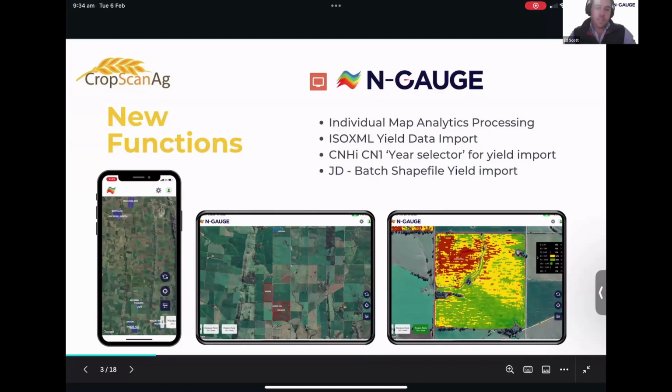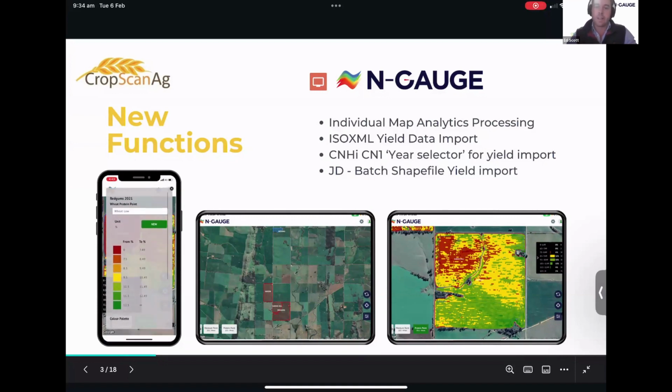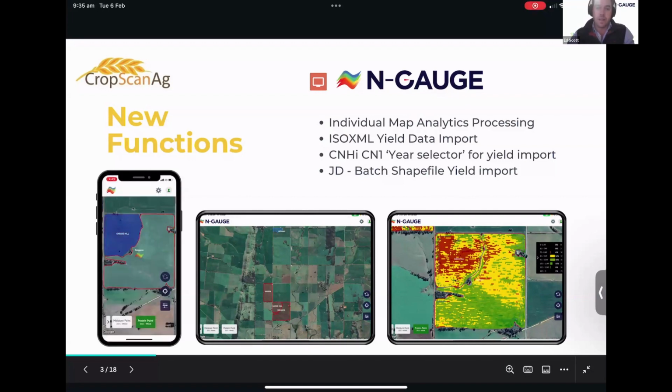We do have some new functions coming into the Engage app and the overall cloud portal as well. We now have individual map analytics processing, which we'll run through today. We are also supporting more file formats and simplifying file upload in the CropScan Ag Cloud portal. If you haven't done any yield importing yet, there are other videos available for that. As we release these updates later this week, it will get simpler to do some of that management. Please reach out with any questions around yield importing, yield and AB lines, but there are resources available for you to do some further research yourselves, and then we can fill the gaps from there.